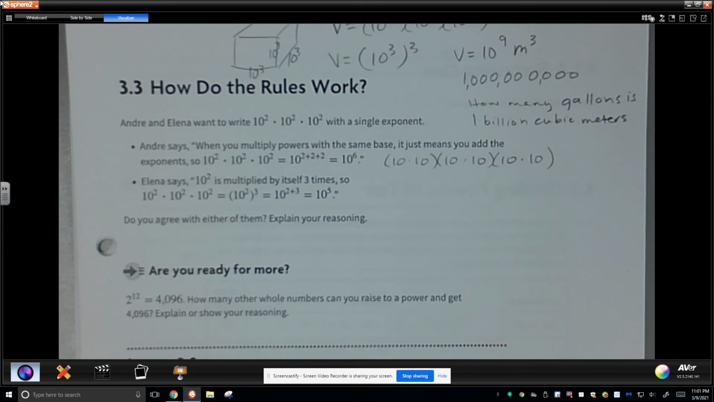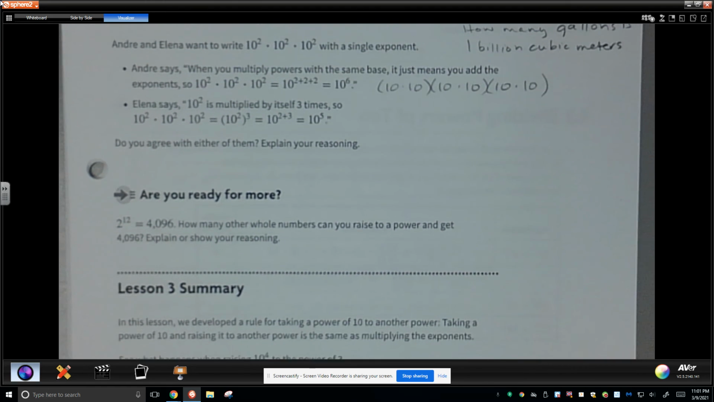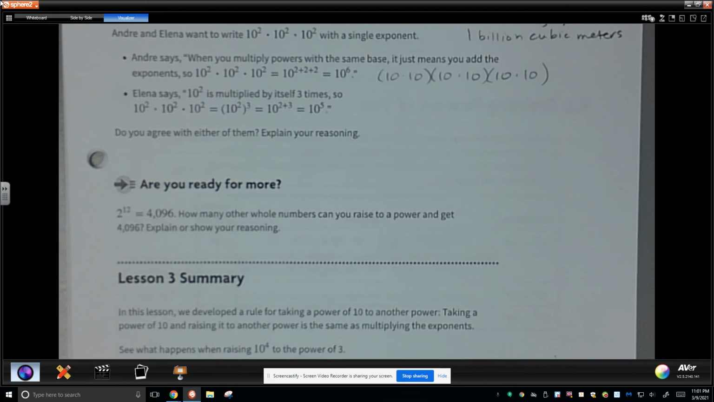All right, one more little challenge here. Are you ready for more? 2 to the 12th power is equal to 4,096. How many other whole numbers can you raise to a power and get 4,096? Explain or show your reasoning. Good luck with that one. It's completely on your own.